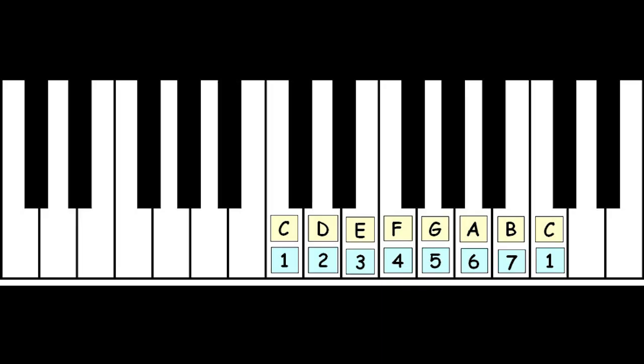This can be explained in a couple of different ways, but given our goal of understanding the circle of fifths, I'm going to explain it in terms of scale numbers. If you play a scale from left to right, each note in that scale can be given a number. For example, in a C major scale, C could be given the number 1, D would be number 2, E would be number 3, and so on until we reach C again.